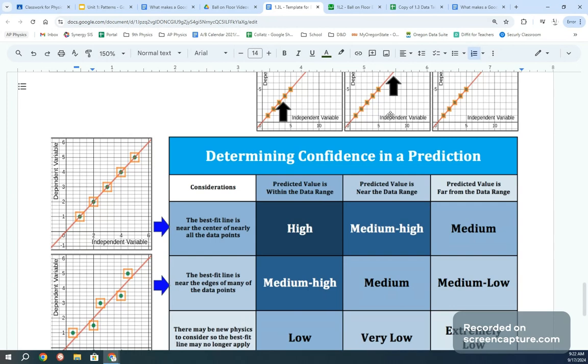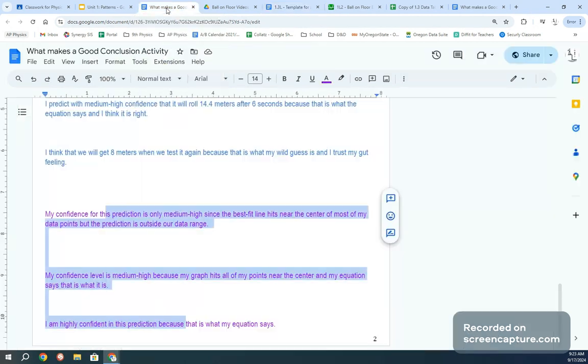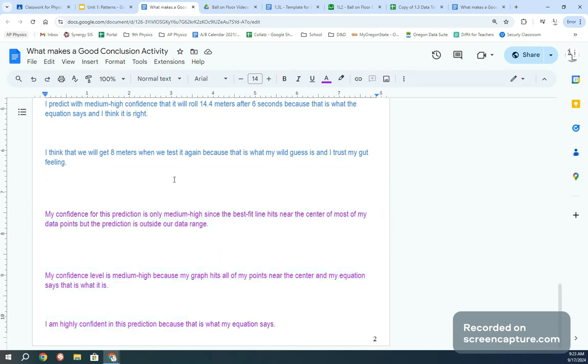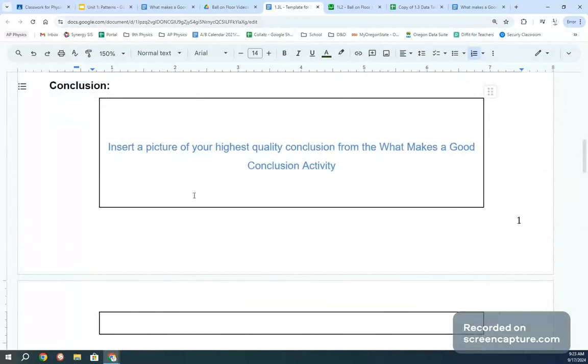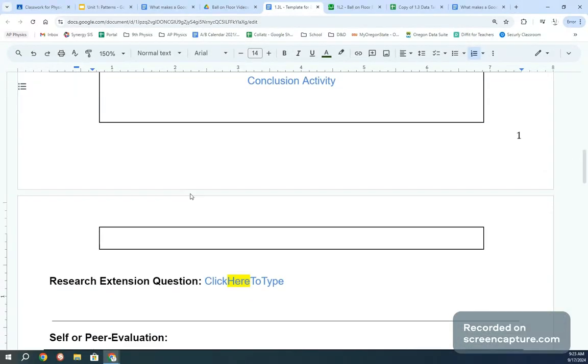So again, depending on what your data looks like, you might be looking at this medium-high range. You might be looking at this medium range for your confidence. Again, it's different for every group. It's different for every set of data. And so you need to kind of decide what fits with your data. So again, we'll talk more about confidence and confidence matrix stuff later on. But you'd be able to copy one of these and put that into your lab as well. So that should finish off your conclusion.